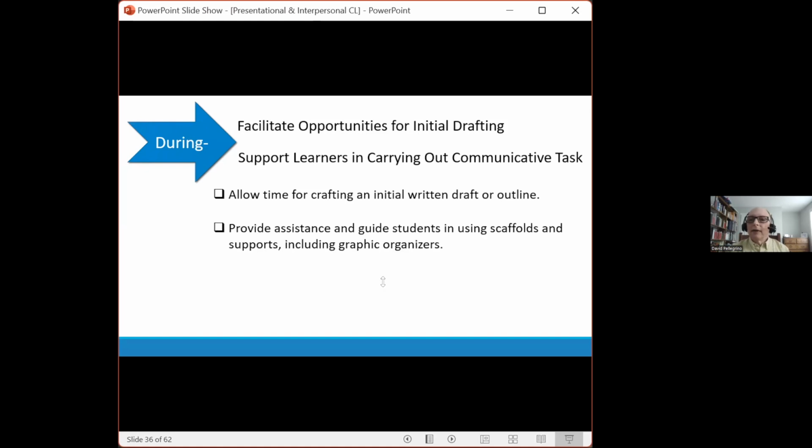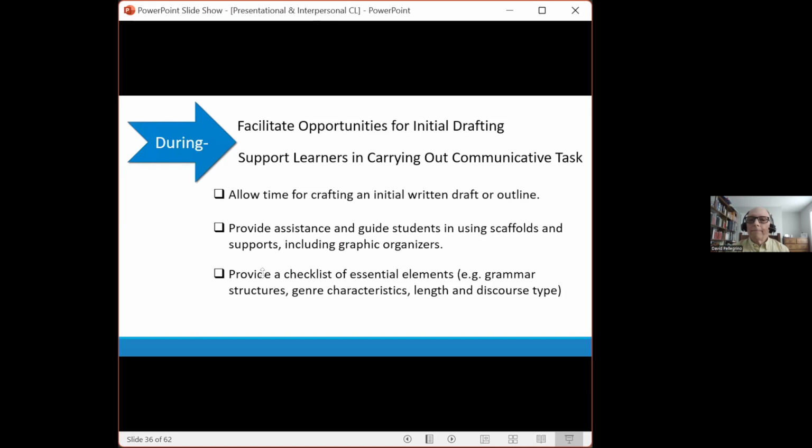You can, if you want, provide a checklist of essential elements to be included in the task. It could be grammatical structures that lend themselves to that task. It could be genre characteristics if you're having students do a brochure or a letter, for example. Length and discourse type, written or spoken, are things that you'll want to delineate explicitly for your students.